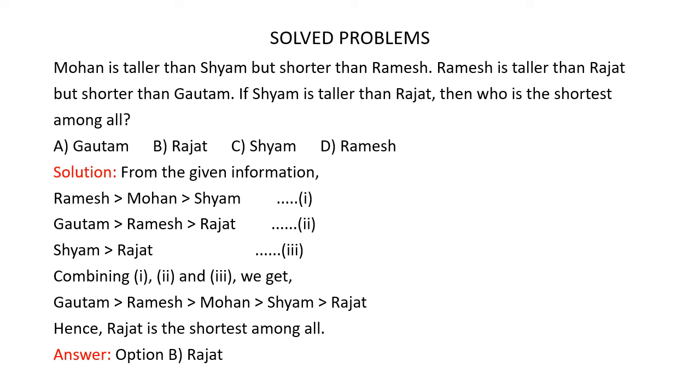Now combining the first, second and third expressions, we get Gautam is taller than Ramesh, who is taller than Mohan, who is taller than Shyam, who is taller than Rajat. So of all these five boys, Rajat is the shortest. So the correct answer is option B, Rajat.